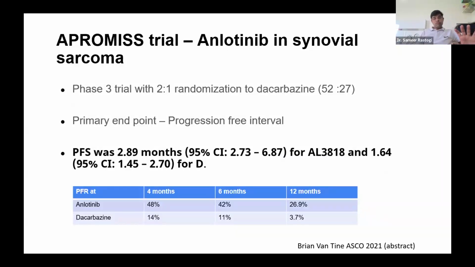Ifosfamide high dose has a 44% response rate. Gemcitabine docetaxel has a modest response rate. I will come to T cell therapy. Why is T cell therapy not relevant for us?